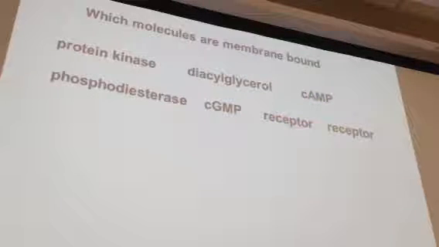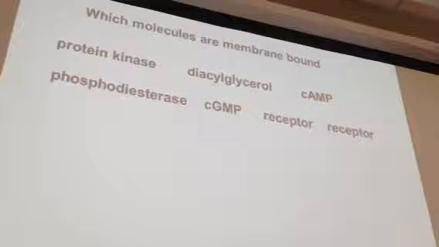What's the molecule that phospholipase C works on? The alpha G protein. Yes, and our G proteins are membrane bound. What's the phospholipid molecule that phospholipase C works on? It splits the PIP2, phosphoinositol. All right. That's membrane bound. It is one of the phospholipids.